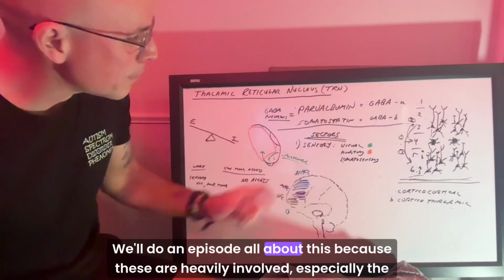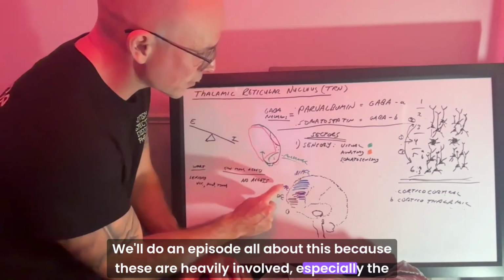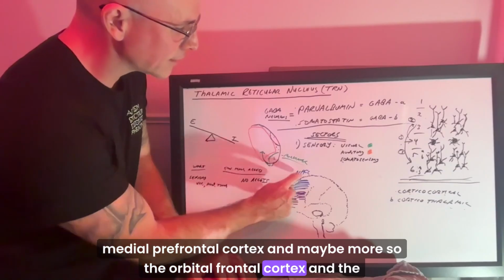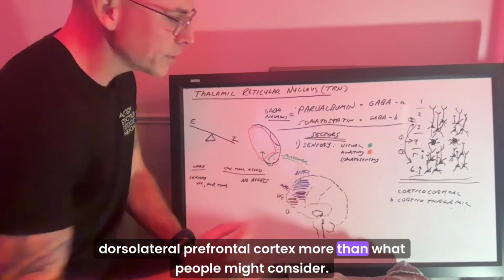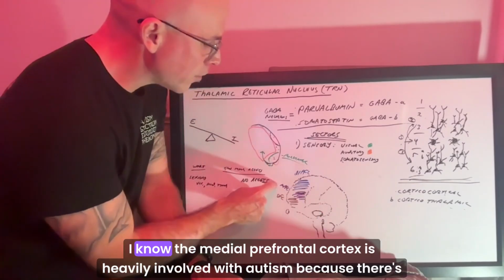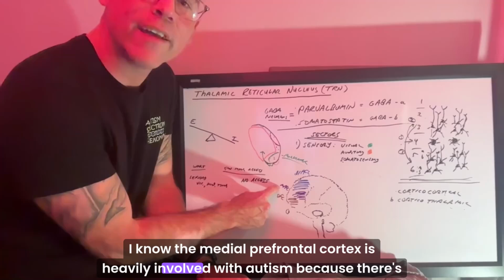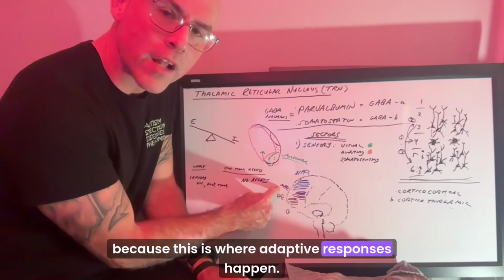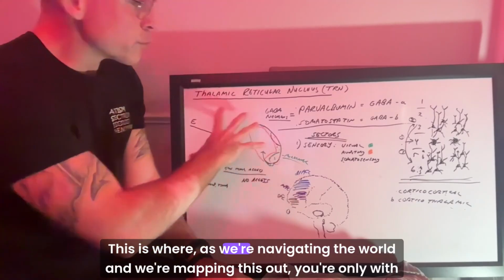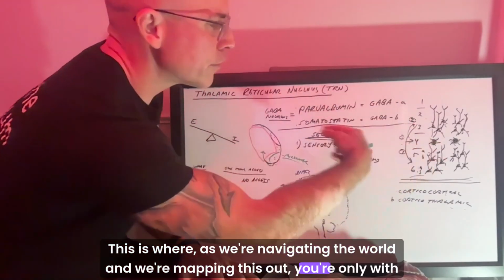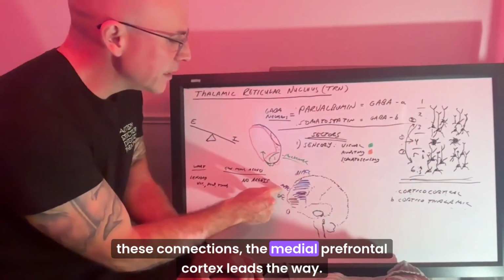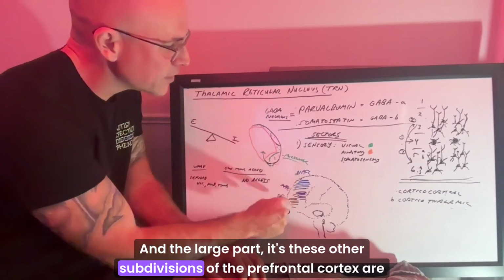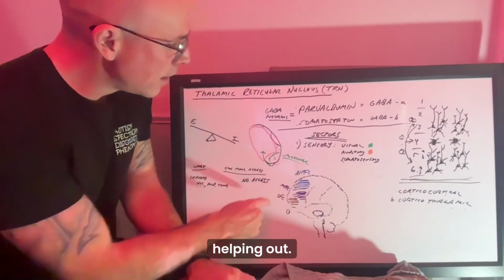We'll do an episode all about this because these are heavily involved, especially the medial prefrontal cortex, and maybe more so the orbital frontal cortex and the dorsolateral prefrontal cortex than what people might consider. I know the medial prefrontal cortex is heavily involved with autism because there's a lot of studies done, because this is where adaptive responses happen. This is where, as we're navigating the world and mapping this out neurally with these connections, the medial prefrontal cortex leads the way. And in large part, these other subdivisions of the prefrontal cortex are helping out.